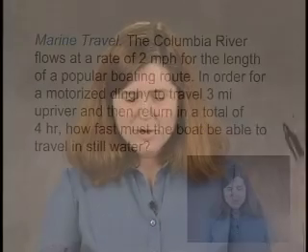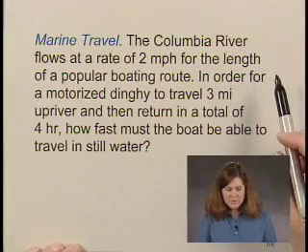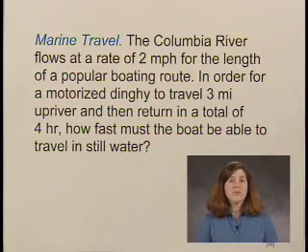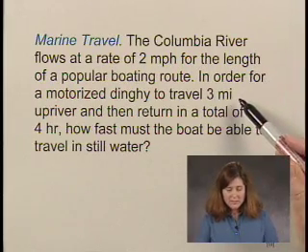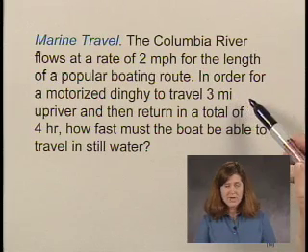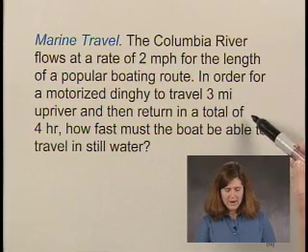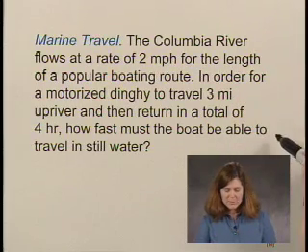We're going to be looking at a motion problem. We're told that the Columbia River flows at a rate of 2 miles an hour for the length of a popular boating route. In order for a motorized dinghy to travel 3 miles upriver and then return in a total of 4 hours, how fast must the boat be able to travel in still water?